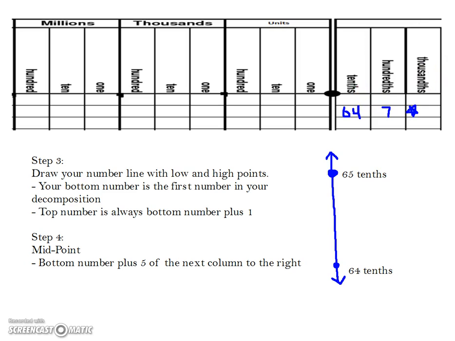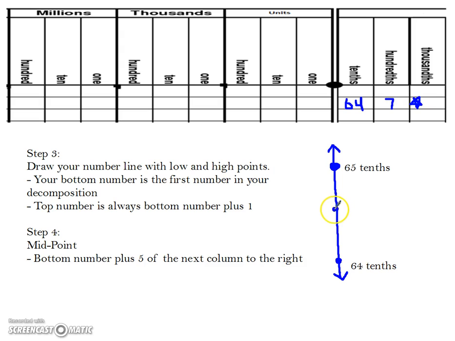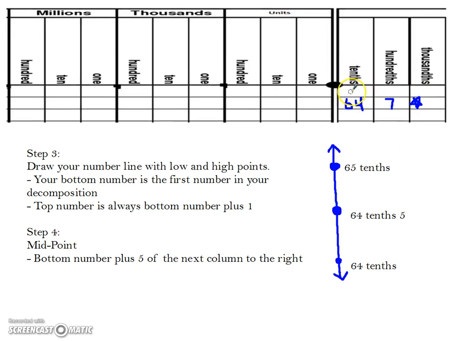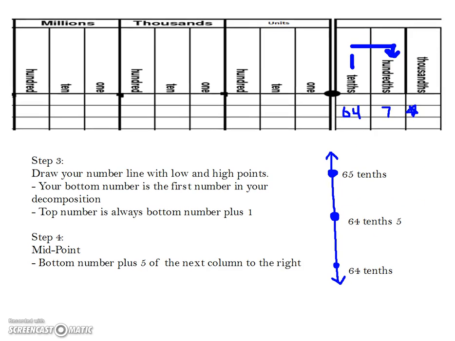Step 4 is you need to find the midpoint. The midpoint is always your bottom number, which in this case would be 64 tenths, plus 5 of the next column over. And in this case, we were at 64 in the tenths column, so one column over would be the hundredths column. So our midpoint would be 64 tenths and 5 hundredths.